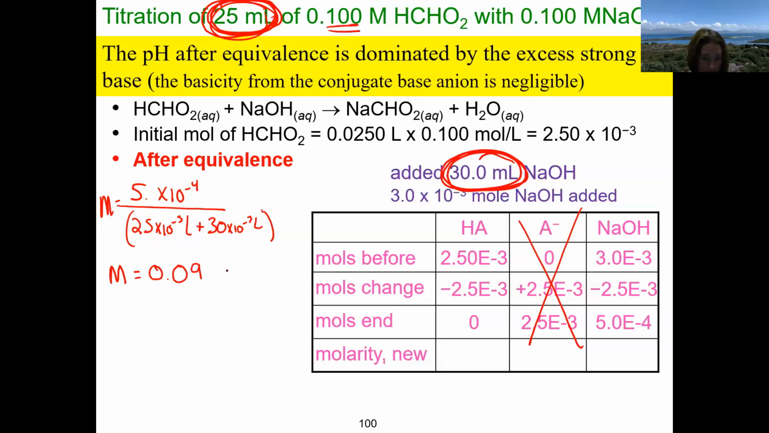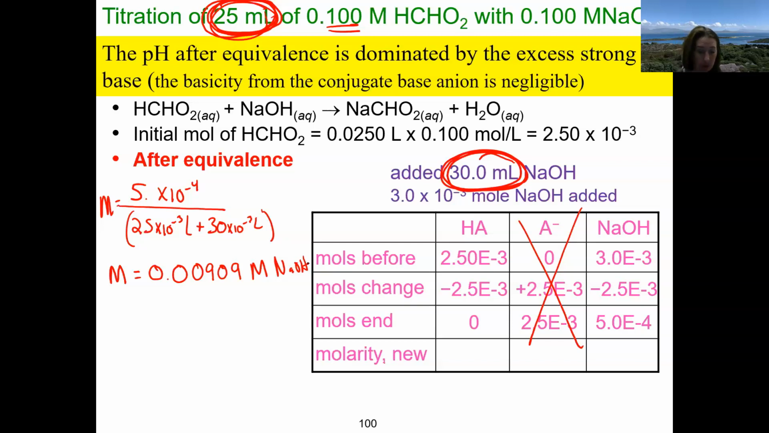9. Let me put this in the calculator, make sure. 0.09, 909. That's the molarity of our NaOH. So now we just need to take the negative log of this, subtract from 14.